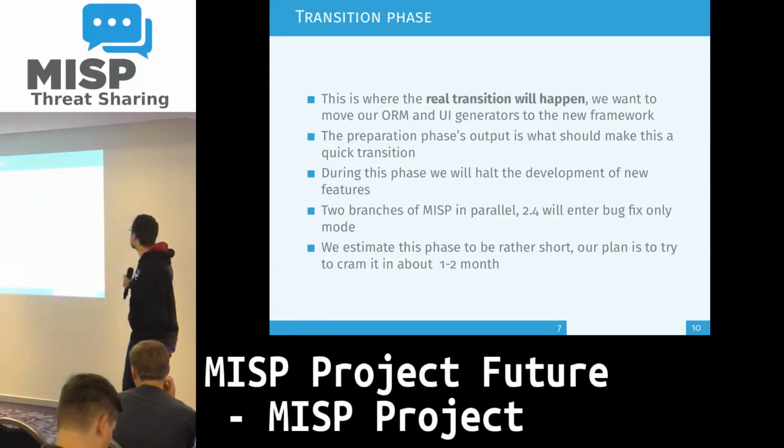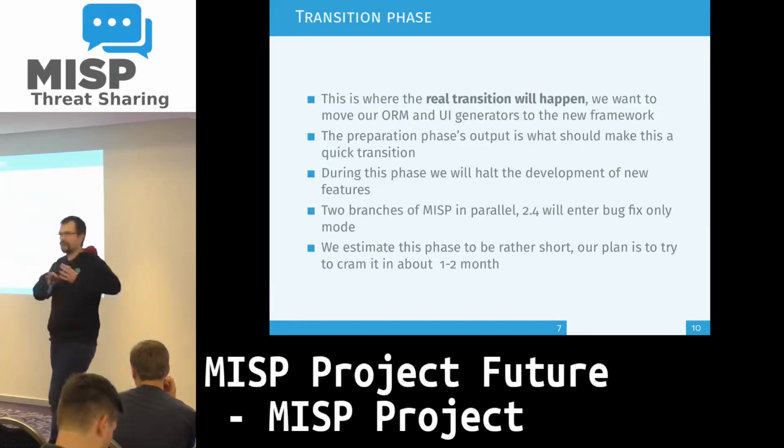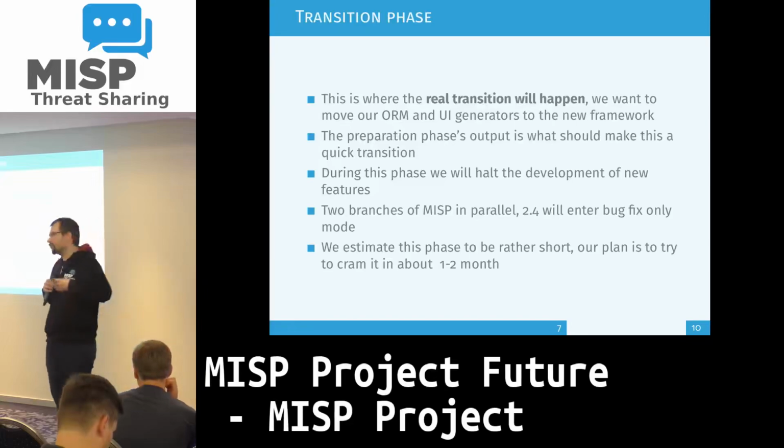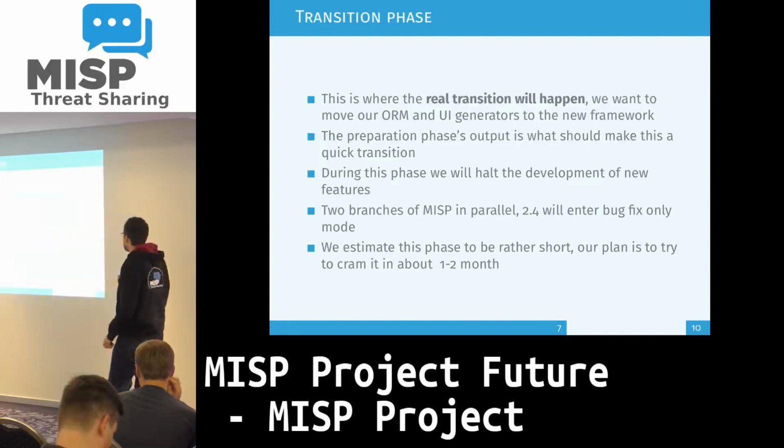And then basically have 2 parallel branches of MISP. So at this moment, we will move to the branch of the future version, and 2.4 will become basically a live support branch that we will keep supporting for a while.